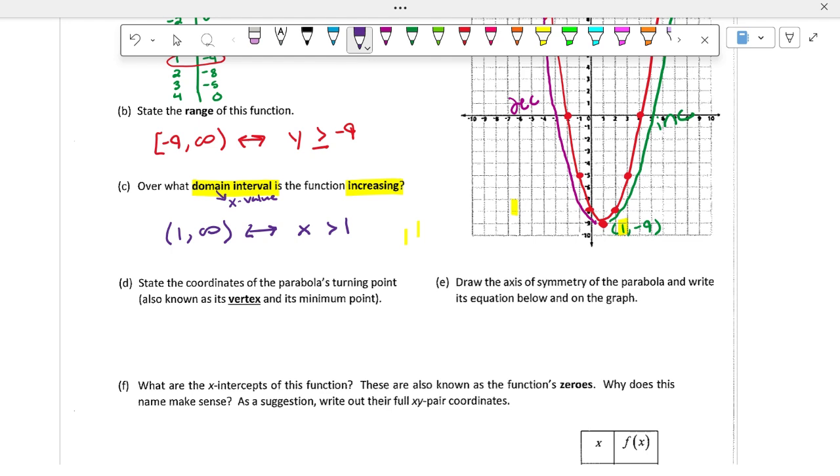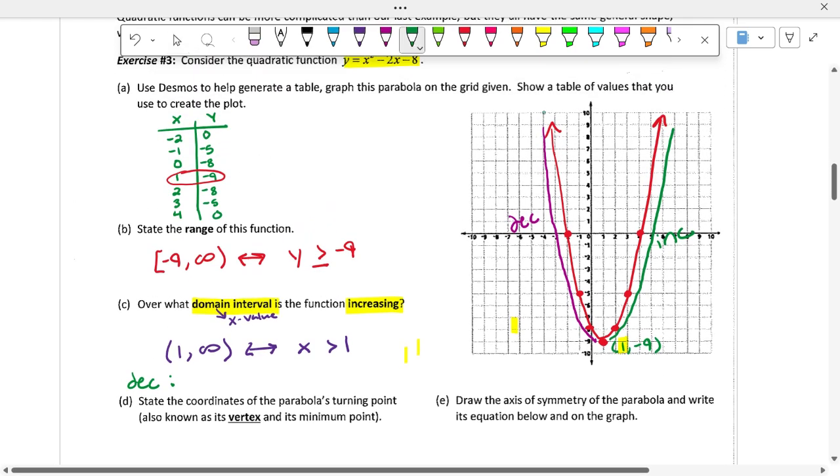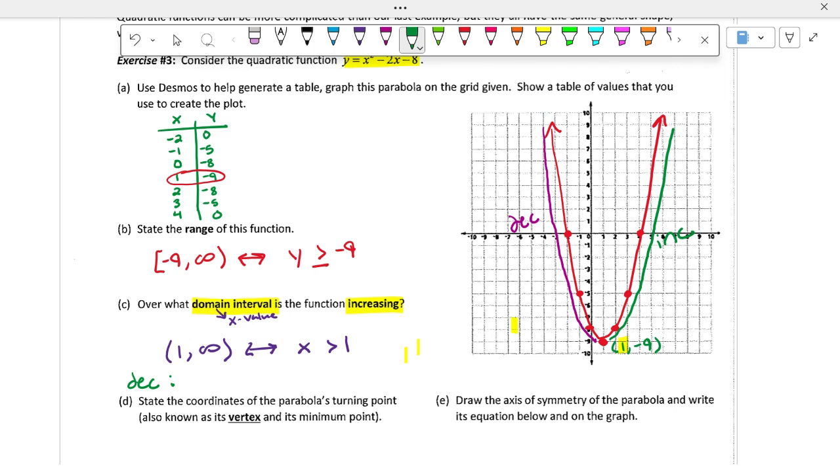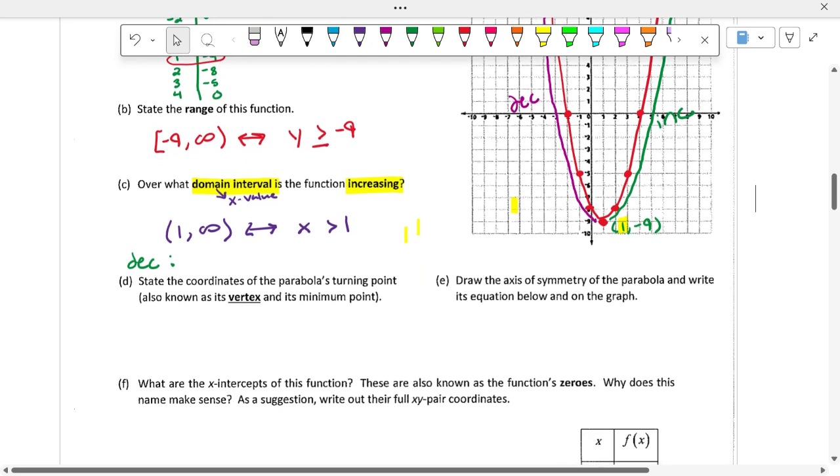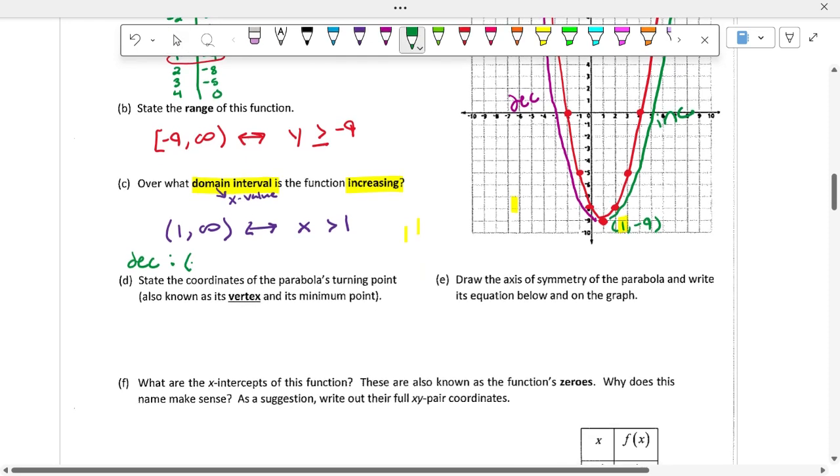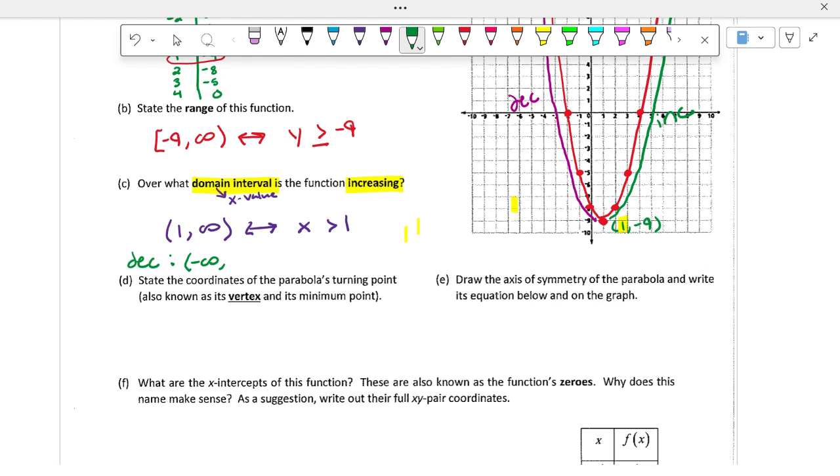Now, just for funsies, I know it said increasing, but what would we say if it was decreasing? Where does it start decreasing? What's the lowest X value at which it starts decreasing? Negative infinity. All right. Because it starts way up here where the arrows are. And even though it gets higher and higher as we go, the X values still go on forever on either side. All right. So we start at negative infinity because we're talking X values, not Y values.